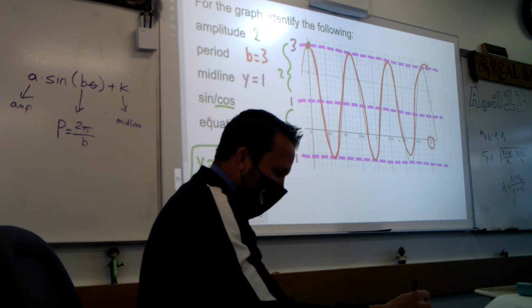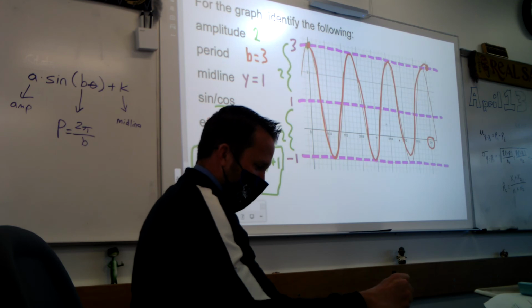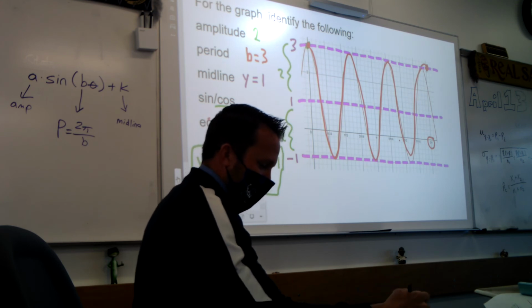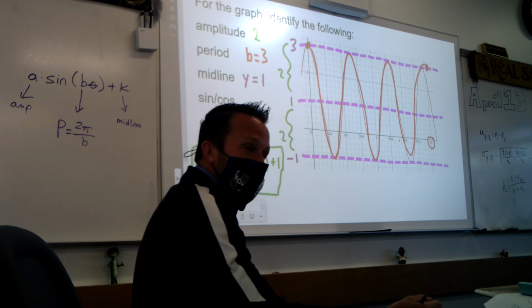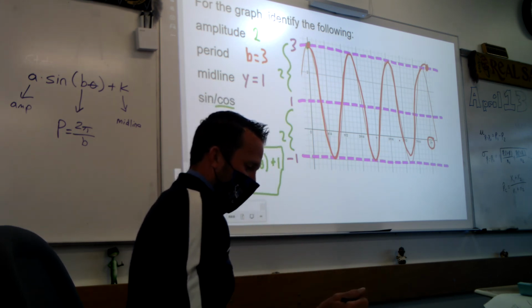So if I look at this, and I say, how many cycles did it get through in the time it took to get to 2 pi? And I said, pretend it was right there. How many cycles did it go through? Oh, okay, 3. Went through 3, so it's going through 3 times as fast.